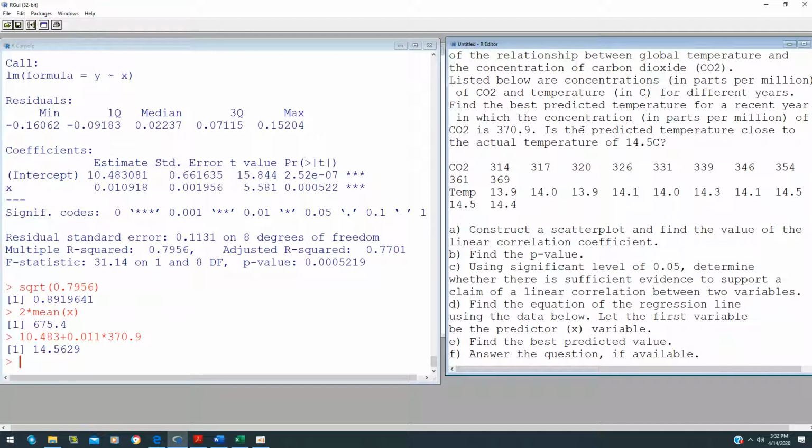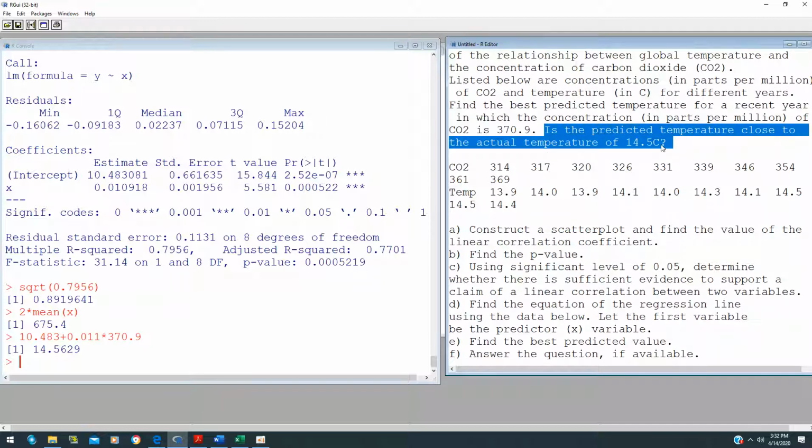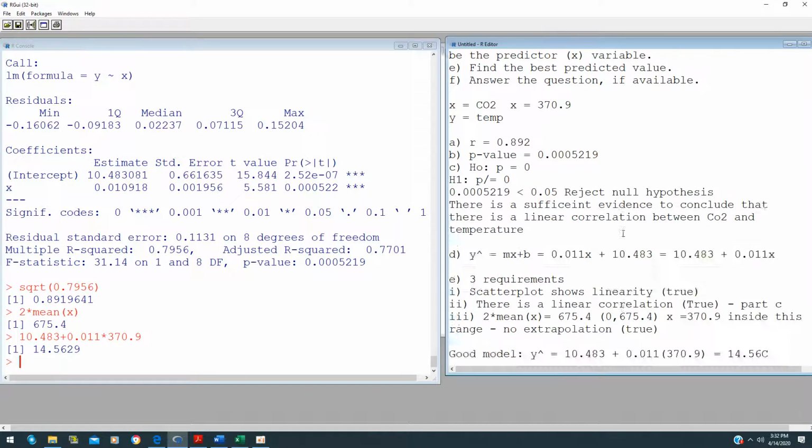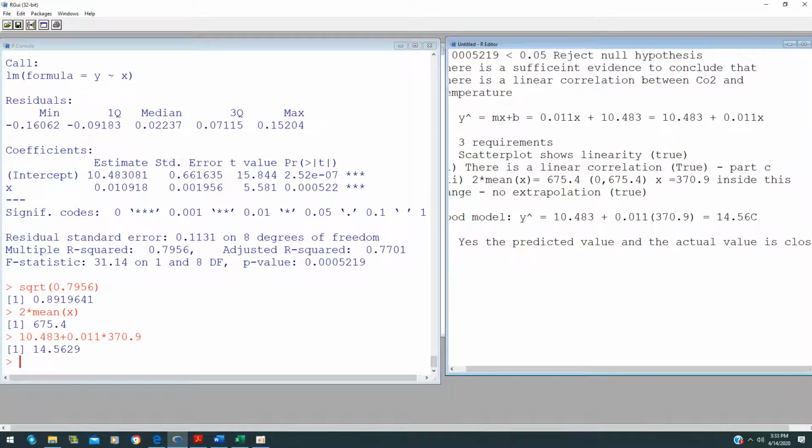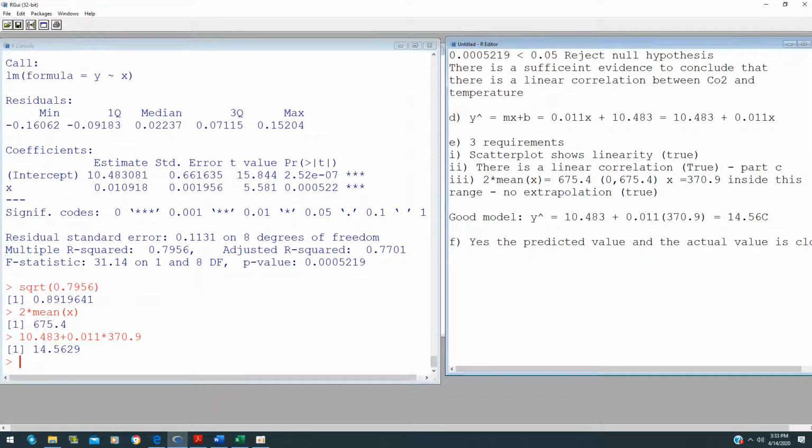So this question is asking, is the predicted temperature close to 14.5, which is the actual one? You find out that 14.5 and 14.56, they are very close. Then the answer is yes. The predicted value and the actual value are close. Now, if you still remember what we did last time, if you got something where you don't know how close, because this is very obvious, 14.56 and 14.5, they are very close. What happens if you need to figure out if this is really close or not?